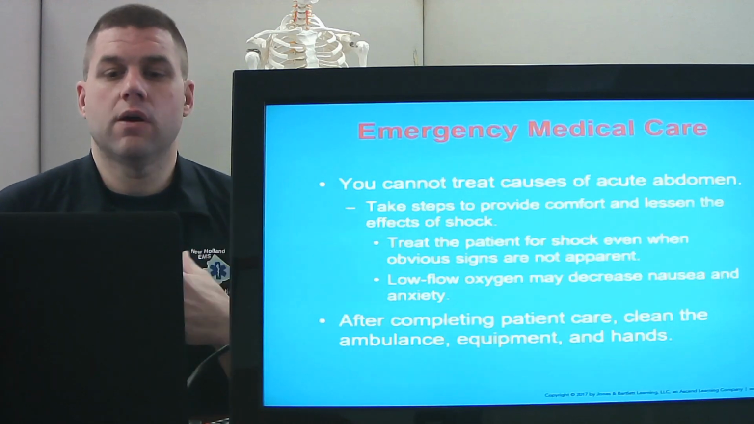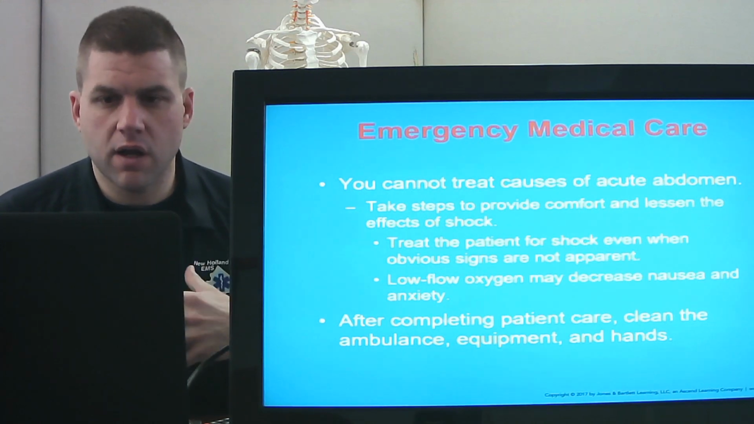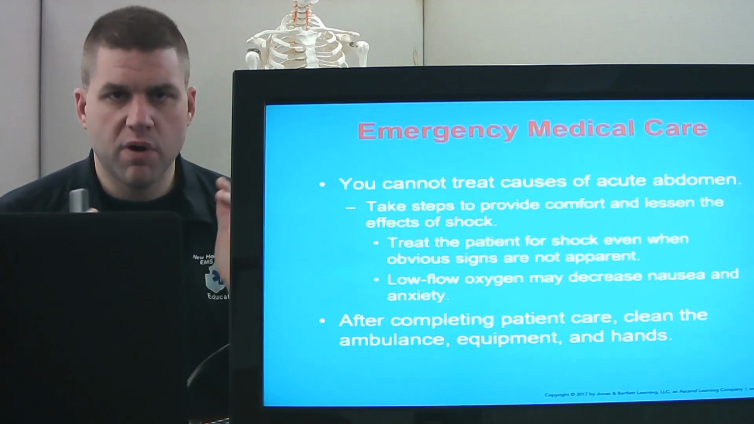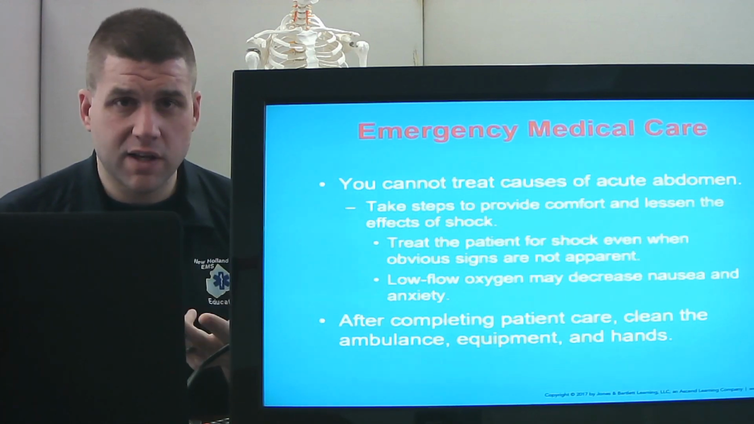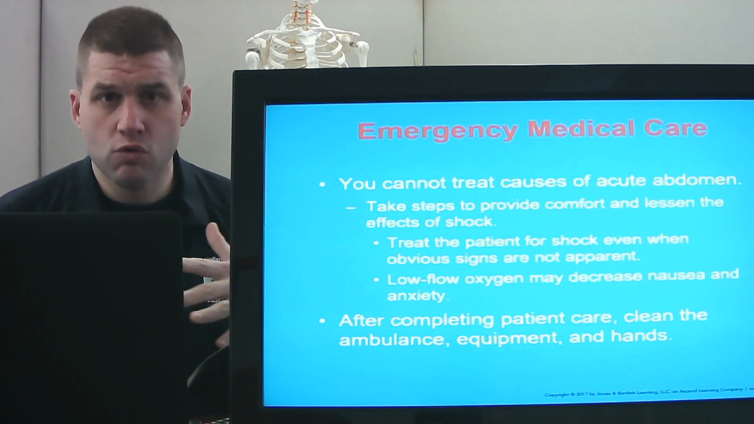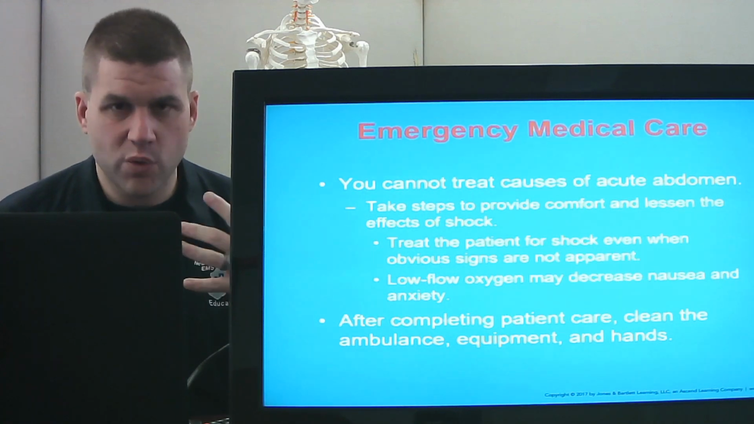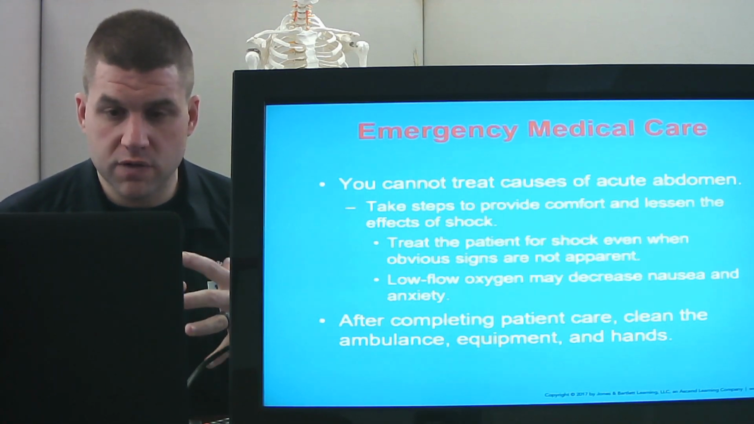So, emergency medical care. We don't do anything as EMTs, as paramedics even, to treat the causes of acute abdominal pain. That's above our scope of practice. That's something they need radiology studies for, blood work, and the doctors will eventually refer them off to a specialist. Even in the emergency room, they're not doing rapid treatment for acute abdominal emergencies.